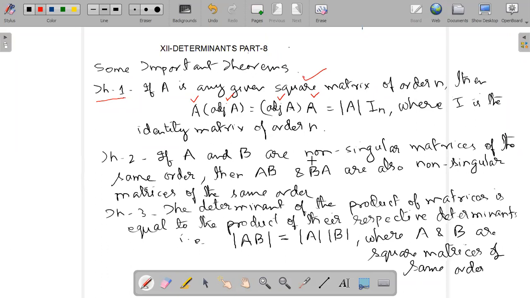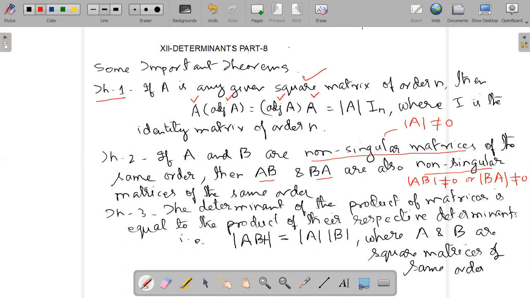Second, if A and B are non-singular matrices, non-singular meaning whose determinant should not be equal to 0, some value should be there, then they are non-singular matrices. If you multiply A into B, or B into A, they are also non-singular. AB will also be non-singular, meaning the determinant of AB will not be equal to 0, as well as the determinant of BA.